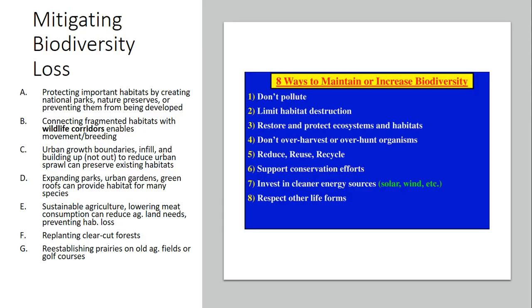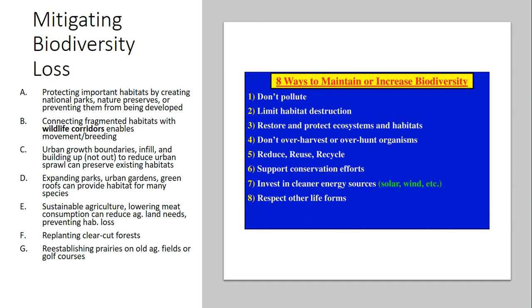Now, what can we do to mitigate biodiversity loss? Well, the first thing we can do is protect any important types of habitats. We can establish maybe a national park or a preserve in order to prevent any form of development, prevent any form of habitat destruction. We can connect any now fragmented habitats with wildlife corridors. This can enable the organisms that reside there to move or breed or migrate if they need to.